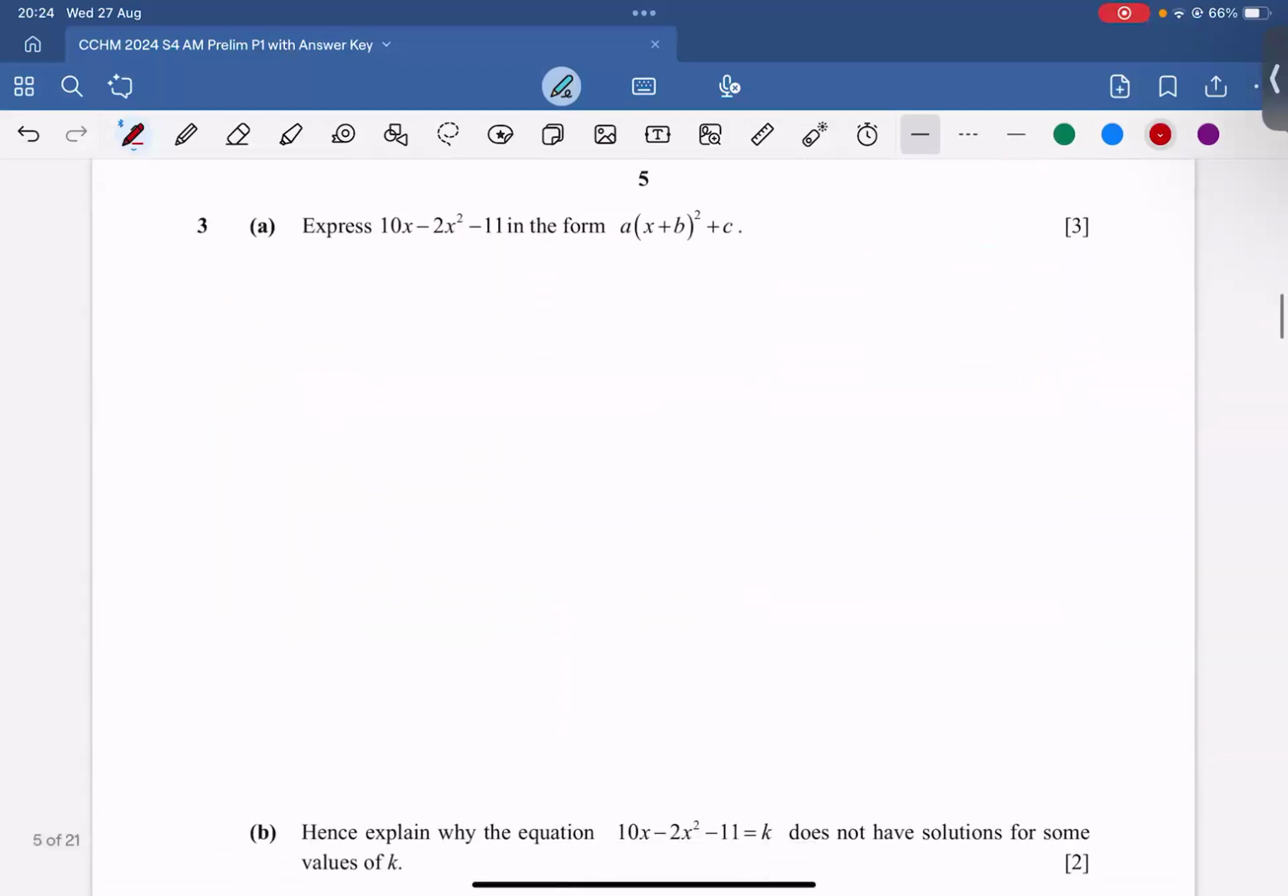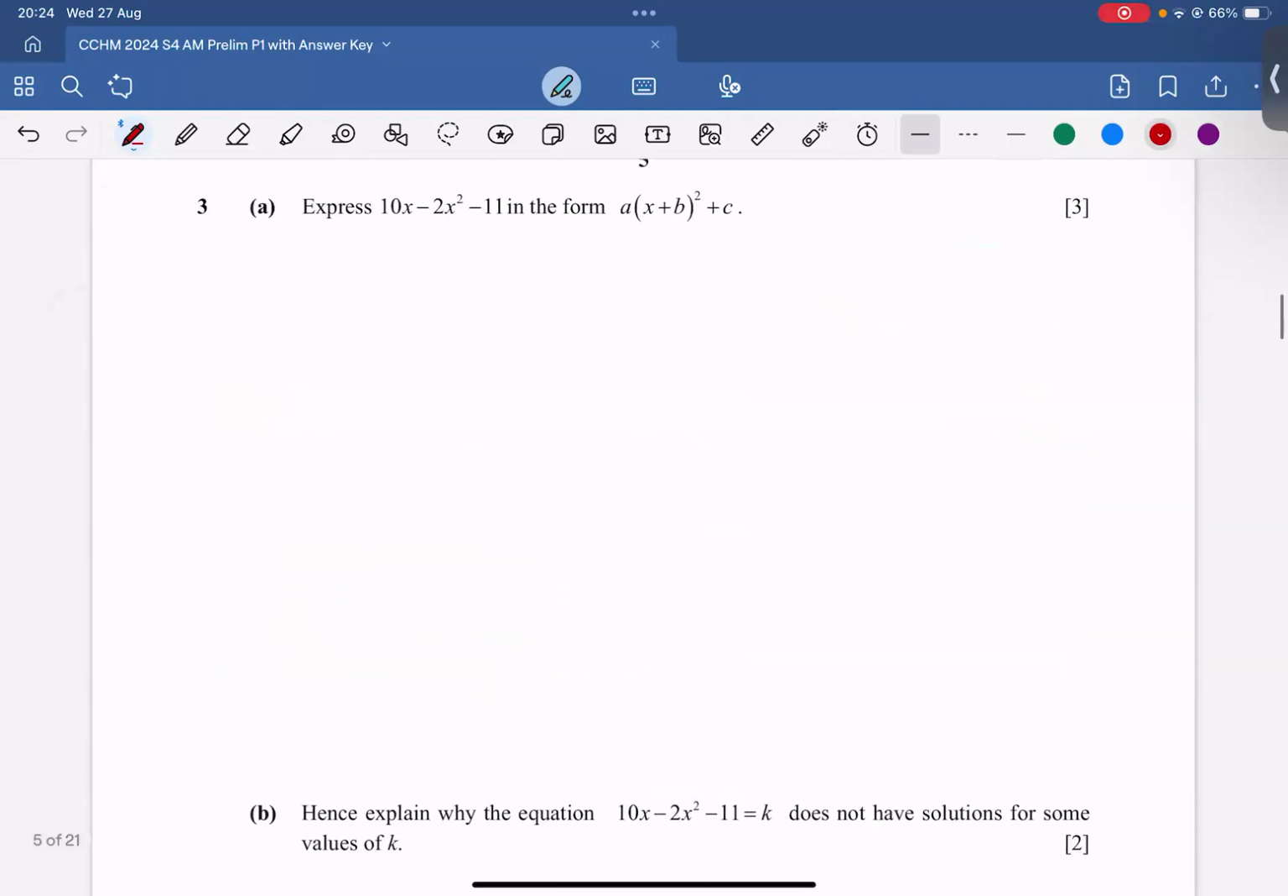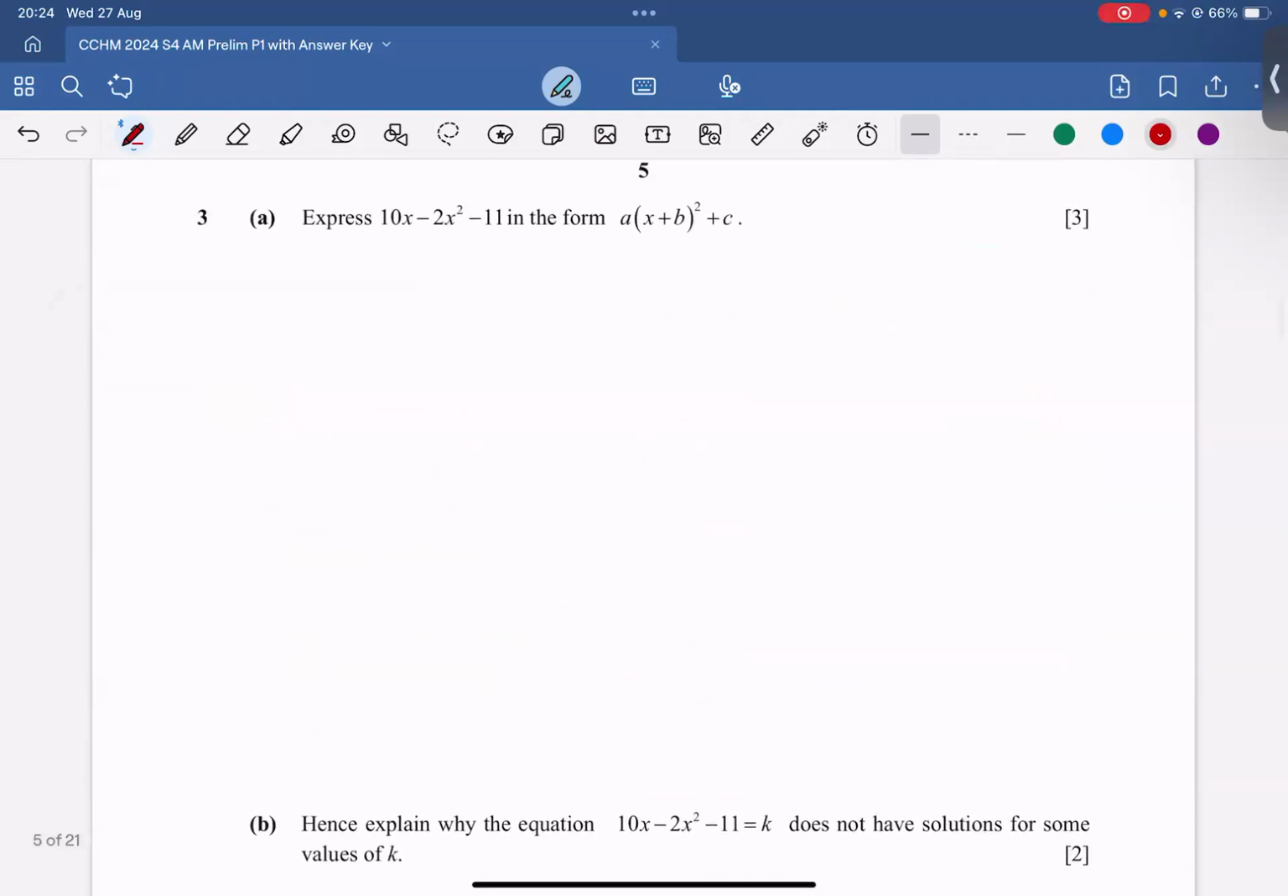Okay, next, express this in this form. So this is your pretty standard completing the square. So put your x square in front first. What we do next, we must always make x square 1x squared. So what we need to do, we need to factorize out the negative 2. When you factorize out negative 2, be careful, this become minus 5x, this become plus 11 over 2.